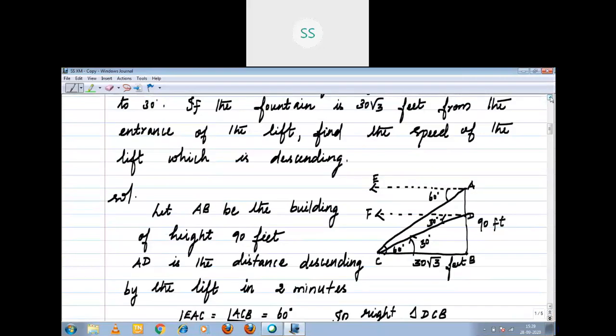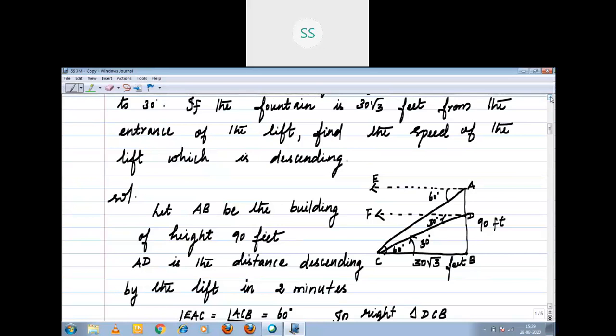See, AB is the building, right? AB is the building. The lift is descending, and after 2 minutes that point I consider as D. AD is the distance descended by the lift in 2 minutes. That means coming down. Now, EA and BC are parallel. Alternate interior angles are equal. DF and BC are parallel. Again, alternate interior angles are equal. That's why I mentioned EAC equal to ACB, FDC equal to DCB.